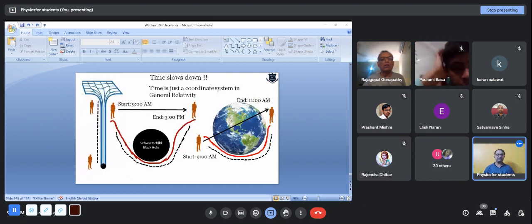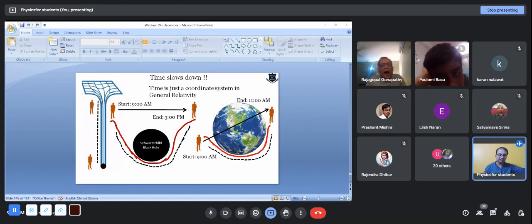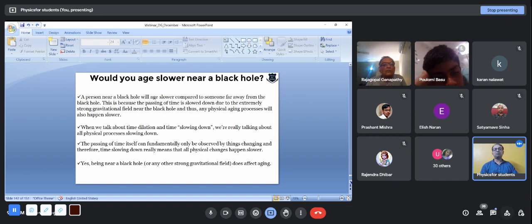So here, I try to give you a nice idea. If I start on the right hand side, the Earth's curvature is less, so if I start at 9 a.m., I can reach the other end at 11 a.m. But if I take a black hole, if I start at 9 a.m., maybe I will travel more because it will take until 3 p.m. Right, so this is just because of this curvature. And a person near a black hole obviously will age slower, because the entire body will be slow because of this huge curvature.